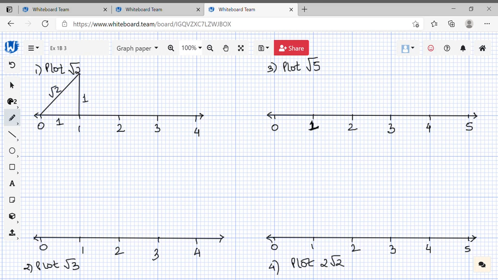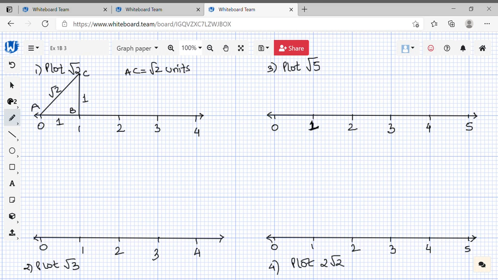Let's name this point A. Let's name this point B. Let's name this point C. So AC is equal to root 2 units, because I have not taken this as 1 unit, is not equal to 1 centimeter, because I've taken a slightly bigger graph.